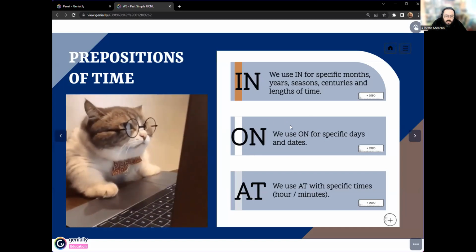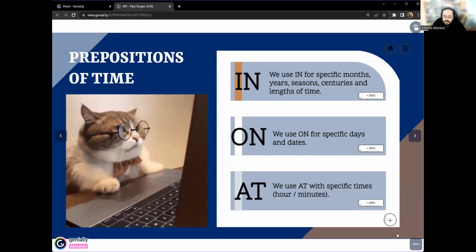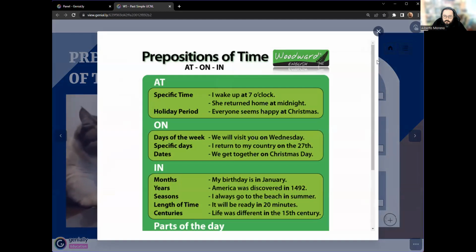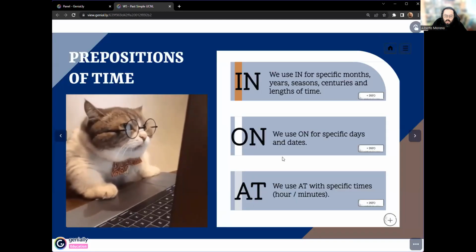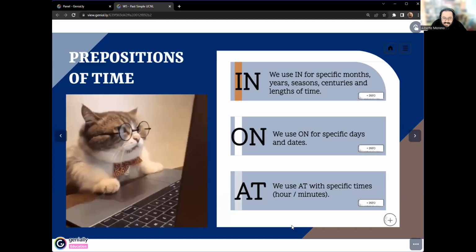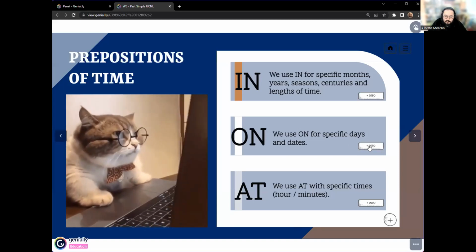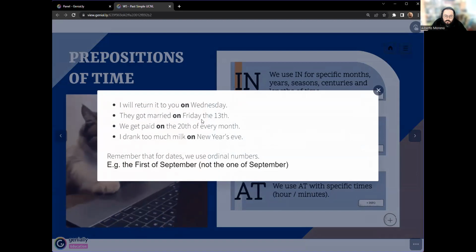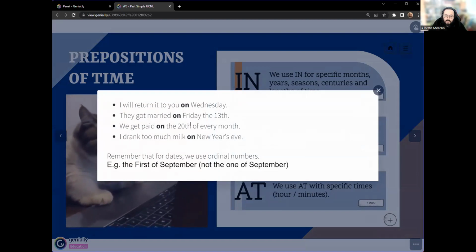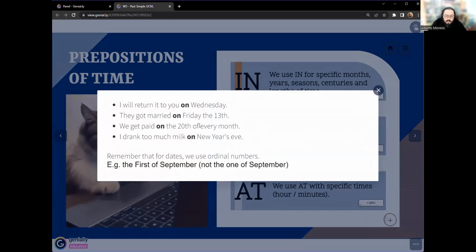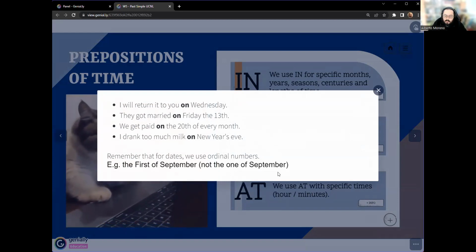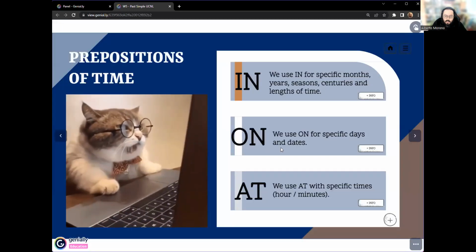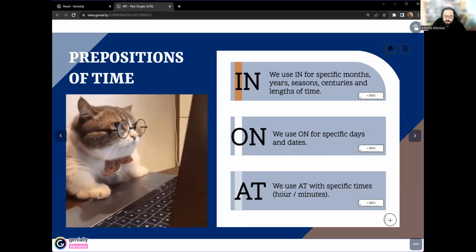Now we are going to use on for specific days and dates. For example, I will return it to you on Wednesday. They get married on Friday the 30th. We get paid on the 28th of every month, and so on. On for specific days and dates.